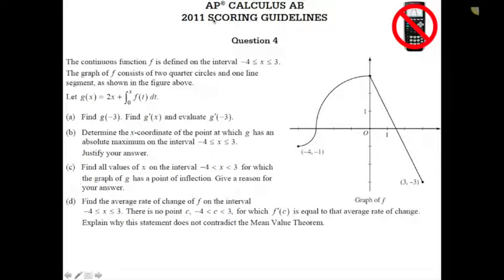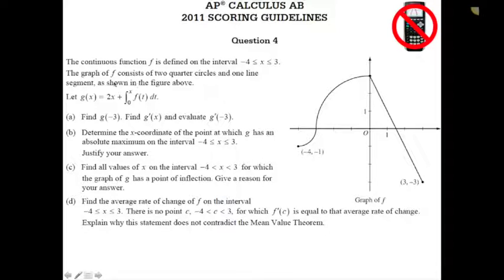this question. It's question 4 in the 2011 exam. We have a continuous function over the interval from -4 to +3 and consists of 2 quarter circles and a line. So if you notice, they describe verbally in writing what the shapes are. That's a clue that you're going to have to use some geometry.